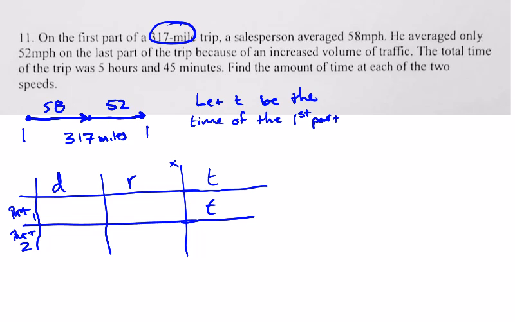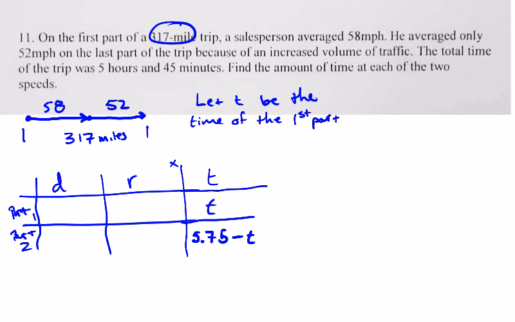But we want to write that as a decimal. So what we would want to do is 5 hours, and then 45 minutes is 3/4 of an hour. So 5.75 minus t would be the time of the second part, because if the first part takes 4 hours, then the second part will be 5.75 minus 4, meaning an hour and 45 minutes left over. So we don't know what it's going to be, but that's the way we would set it up.